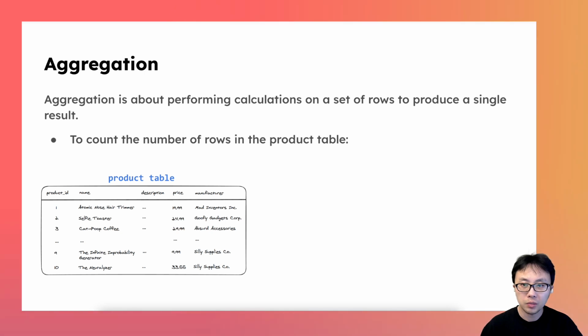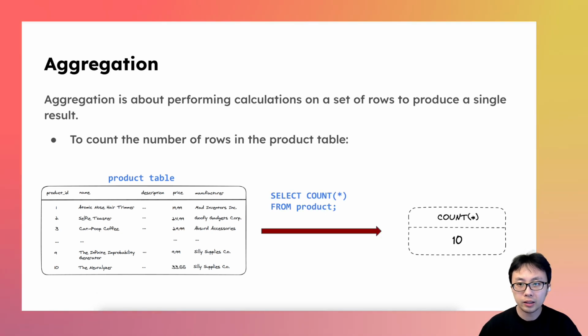For example, you may want to count the number of rows in the product table, and that will tell you how many products are sold by the online store The Sci-Fi Collective. To achieve that, you can write your query like this. Select count star from product. If there are 10 rows in total, or say 10 products in total, in the product table, the result will look like this.